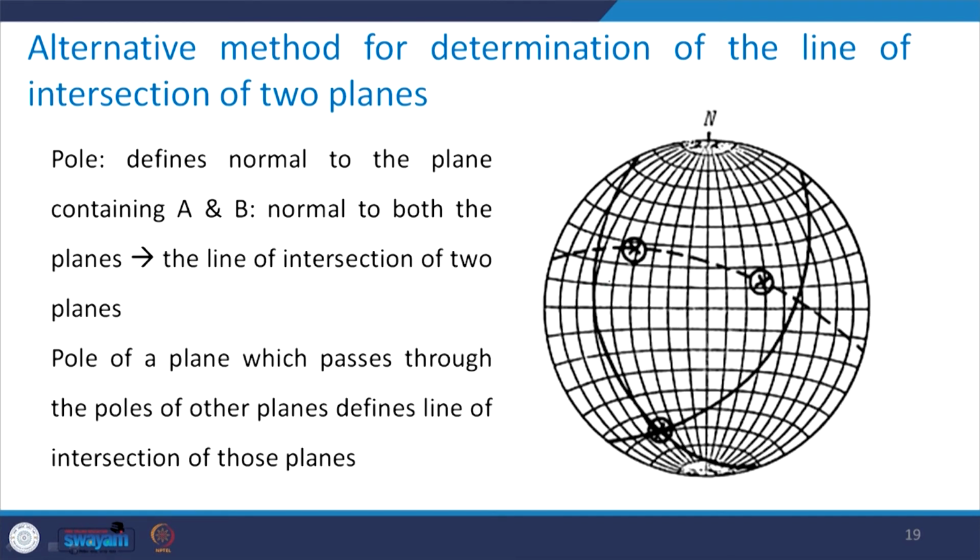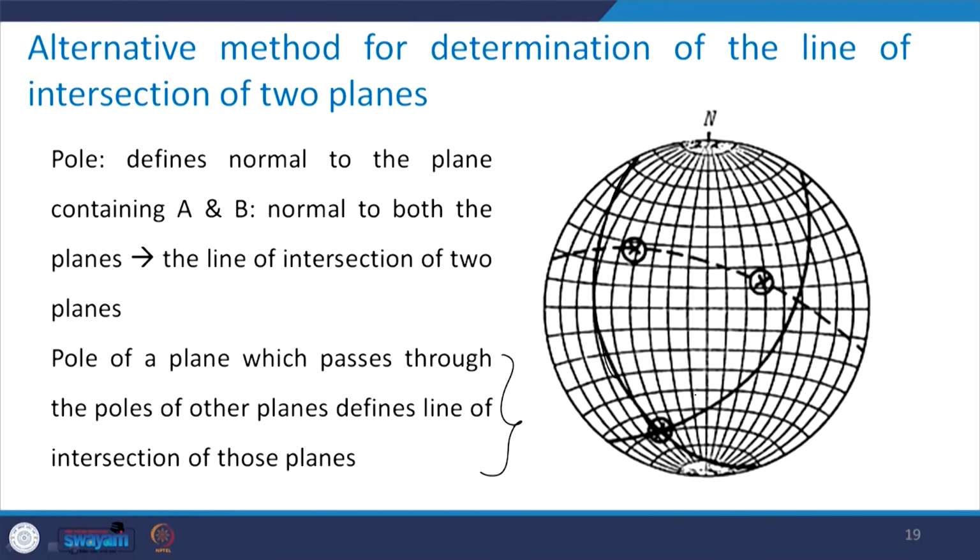Because this pole defines the normal to the plane which contains these two poles, A and B, it is normal to both the planes. So that will give us the line of intersection of these two planes. The pole of a plane which passes through the poles of the other planes defines the line of intersection of those planes. Please remember this. This is a very important statement: the pole of a plane which passes through the poles of the other planes defines the line of intersection of these two planes.